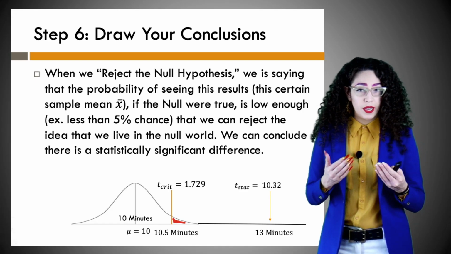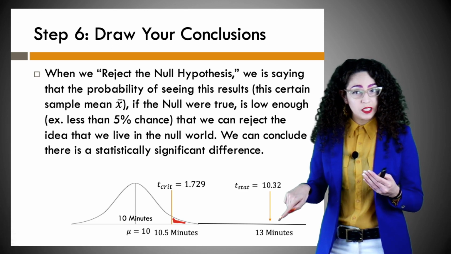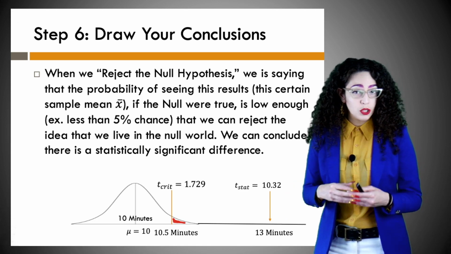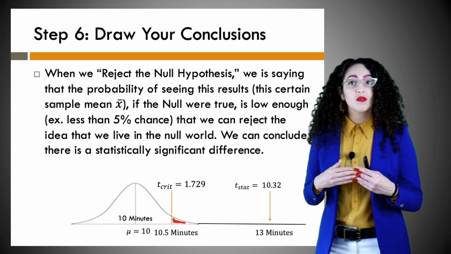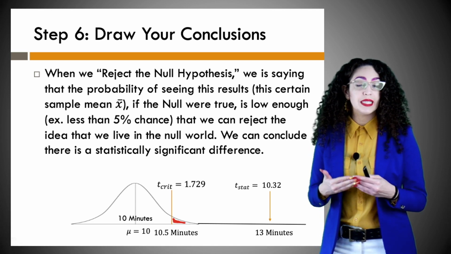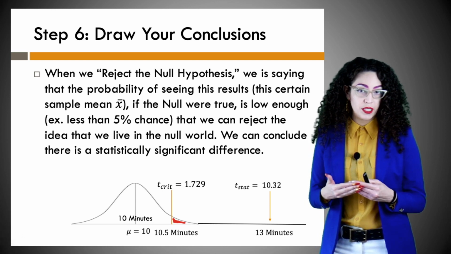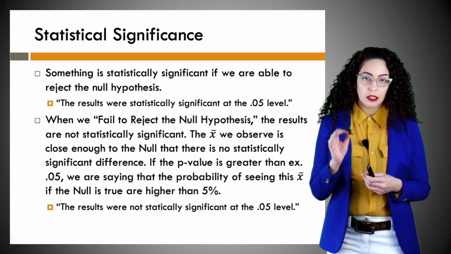When we reject the null hypothesis, we are saying that the probability of seeing this result, this certain sample mean, if the null were true, is low enough, less than a 5% chance, that we can reject the idea that we live in the null world. We can conclude there is a statistically significant difference. Something is statistically significant if we are able to reject the null hypothesis.